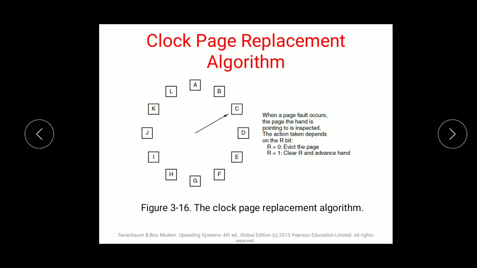After insertion of the new page, the hand is advanced one position. It will move further to B, that is the next position. If the reference bit is 1, it is cleared and the hand is advanced to the next page. It will directly move to the next page. If the reference bit is 1, there is no problem.